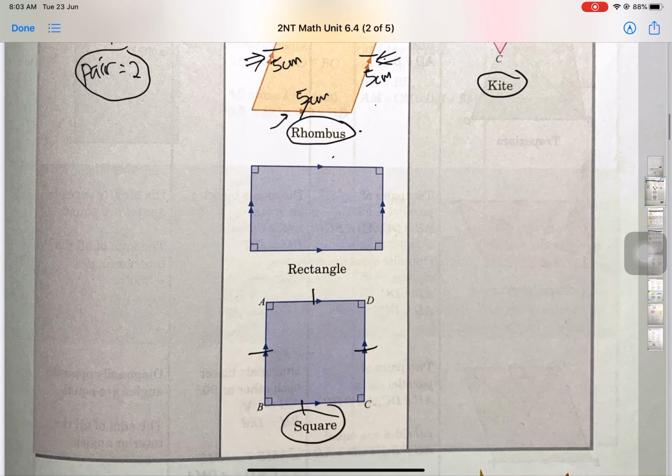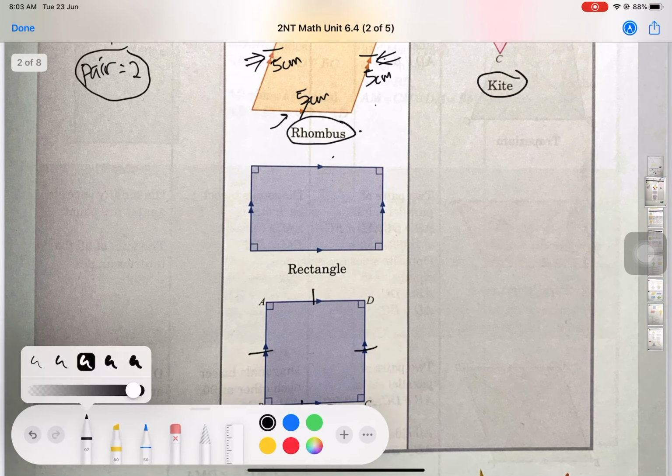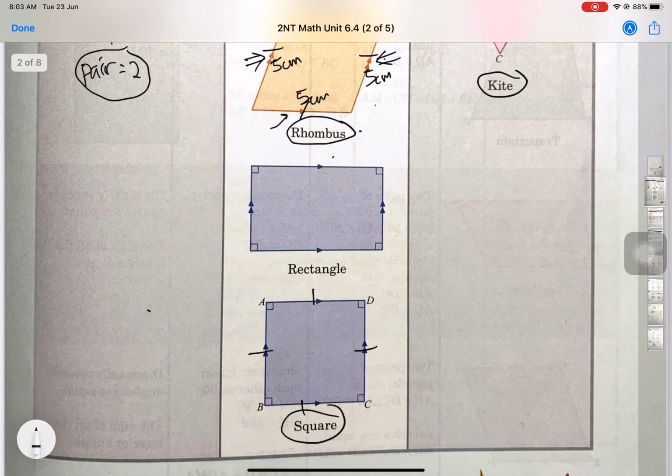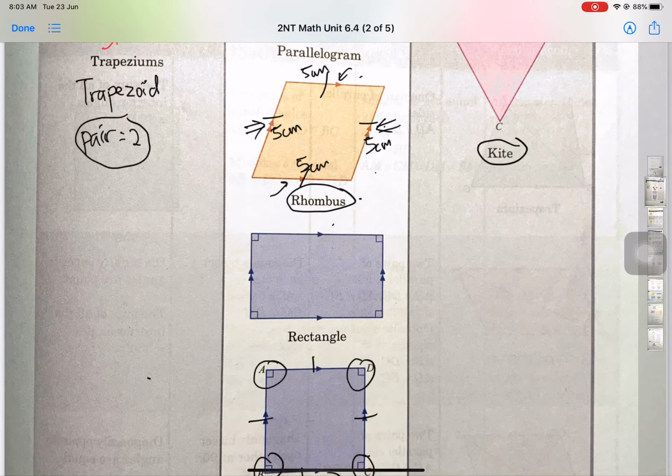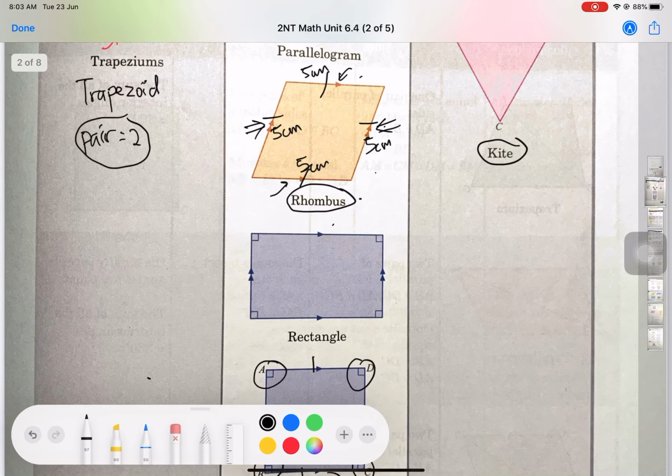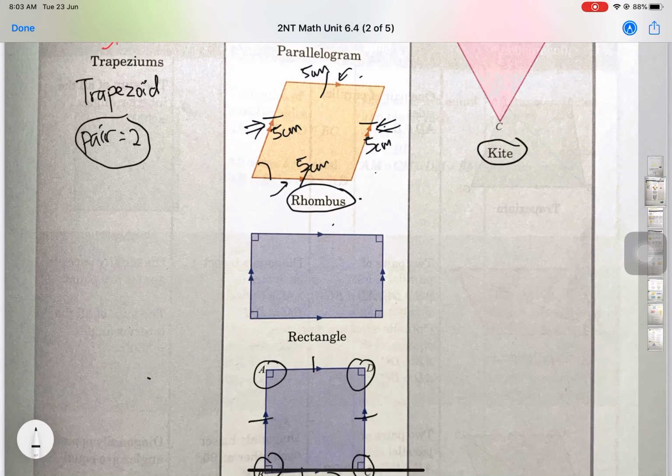The angles at the corner, guys. The angles at the corner. So for a rectangle, observe, the four angles are 90 degrees. But is it so for a rhombus? No. For a rhombus, it is not 90 degrees. Right? You can see that these are all not 90 degrees. Less than 90, more than 90, less than 90, more than 90.